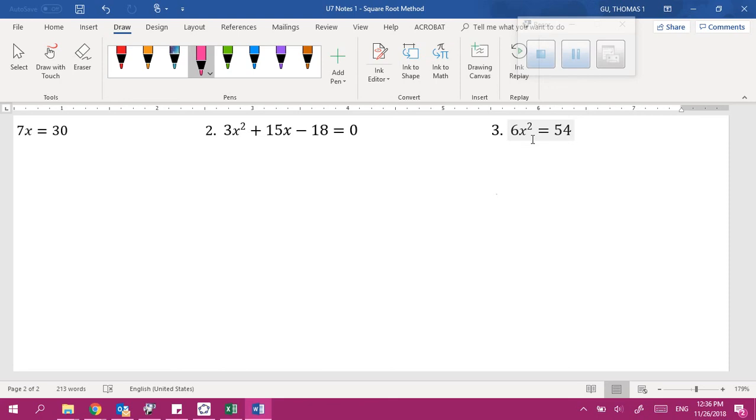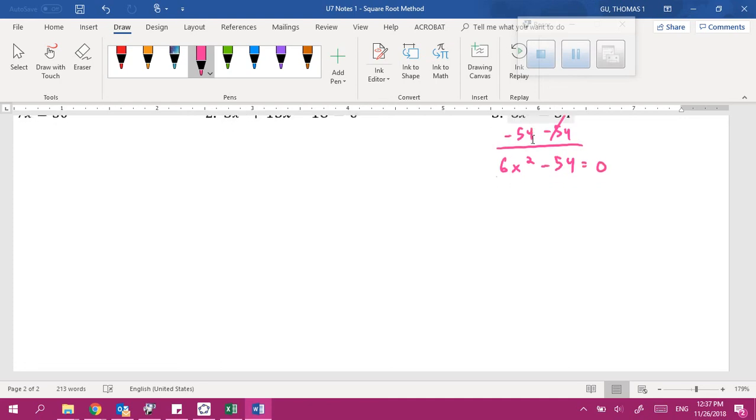But anyways, what would I have to do first here if it was going to be the Xbox method? This is just to refresh your memory about the Xbox method, the A, B, C. Before that, though, there's always 2 things you got to do. You got to set it equal to 0 by doing what? Subtract 54. And so that would give you 6x squared minus 54 equals 0. Good. So that's the first step. Remember, always set it equal to 0.